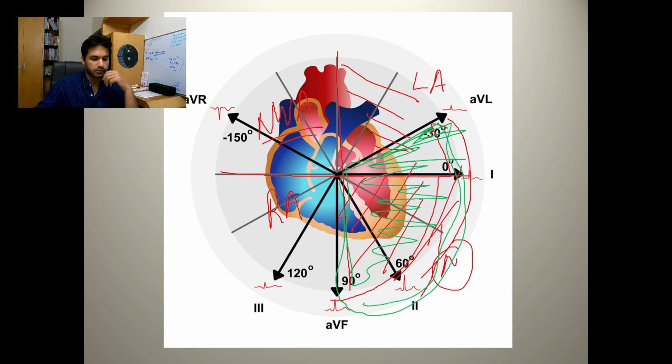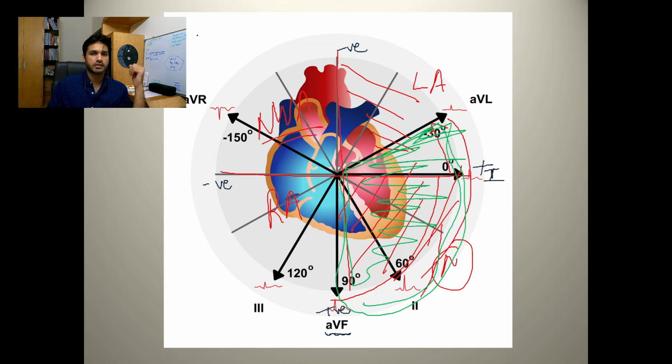So what you do is you look at leads AVF and lead 1. Now over here you have lead 1, right? So this is the positive side of lead 1 and this is the negative side. For AVF, this is the negative side and this is the positive side. The way you remember it is AVF is looking towards the feet. So the feet side is positive and the head side is negative.